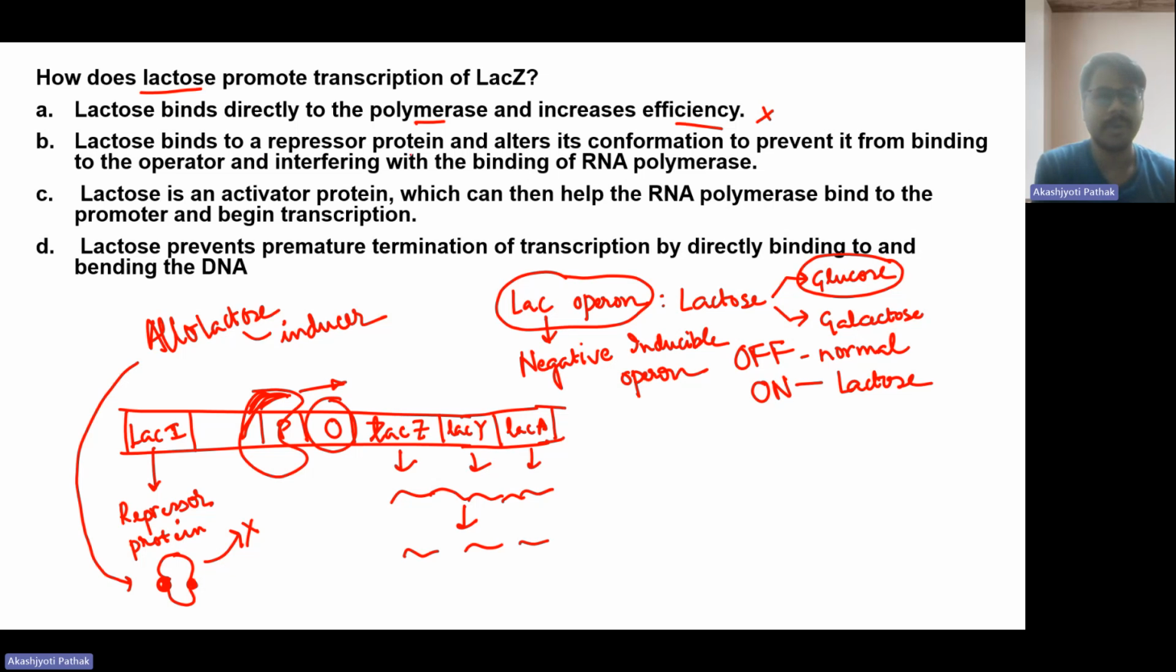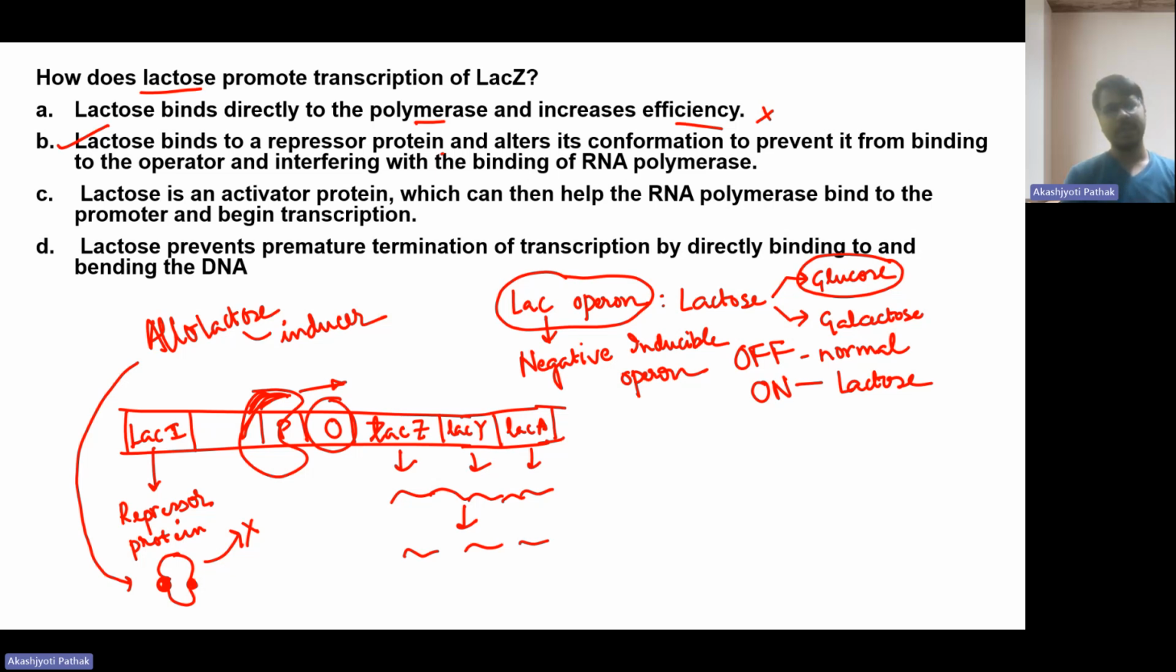Lactose binds to a repressor protein and alters its conformation to prevent it from binding to the operator and interfering with the binding of RNA polymerase. So this option is absolutely correct. Lactose binds to the repressor protein and causes a conformational change, so that it can no longer bind to the operator region. So option B is the correct option.